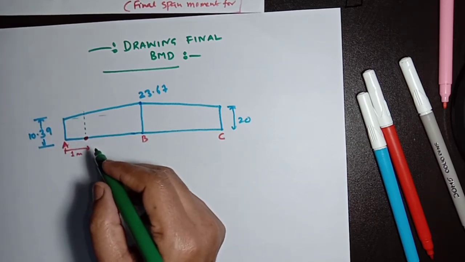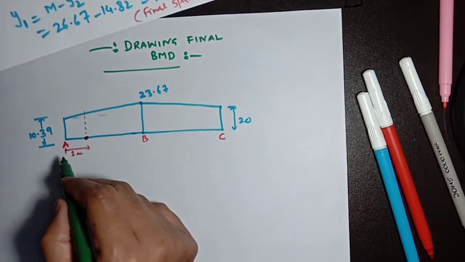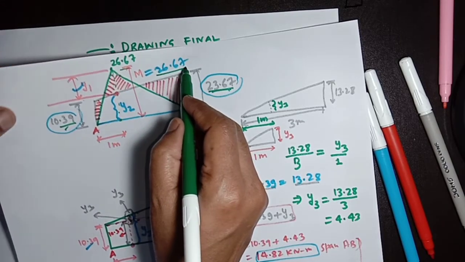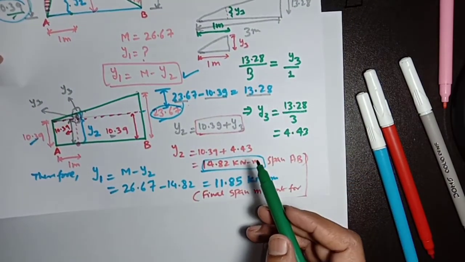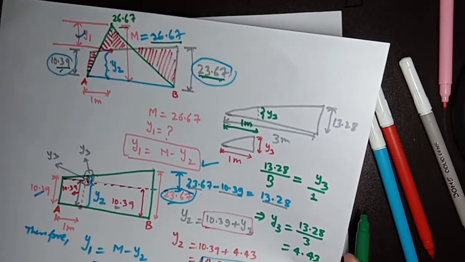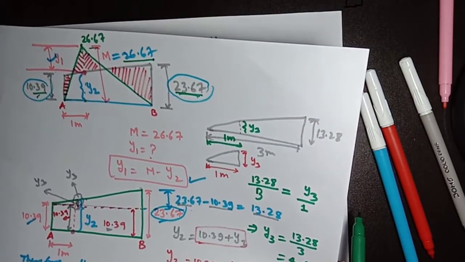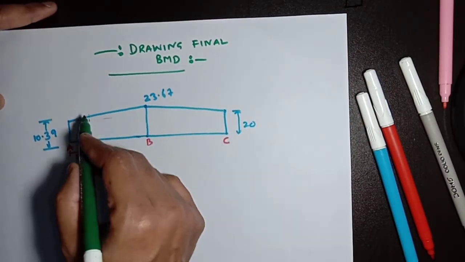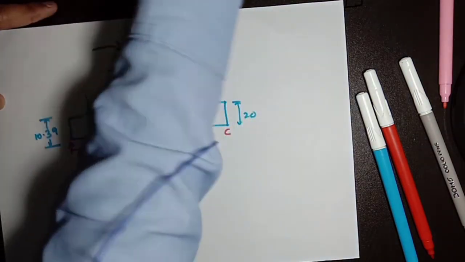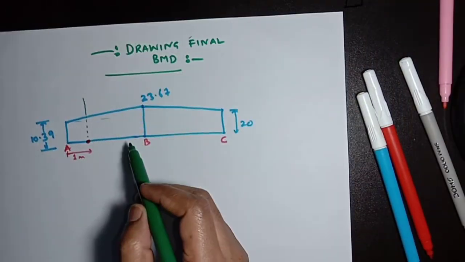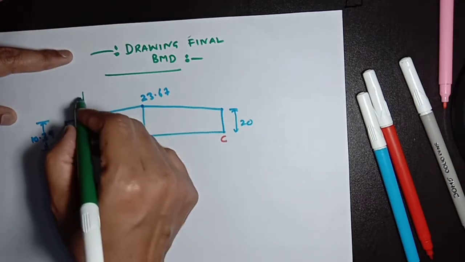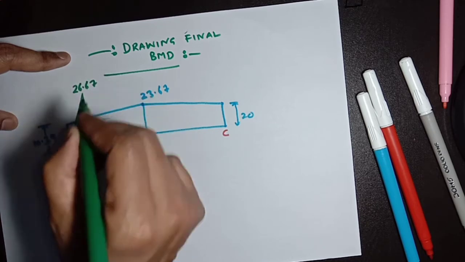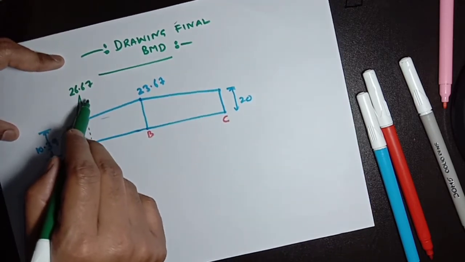Now at a distance of 1 meter from support A, the maximum bending moment which is calculated is 26.67, as you can see here, WAB divided by L. So here the maximum moment will be of value 26.67. This value will be somewhat larger than this. This is the maximum moment, and it will be here.